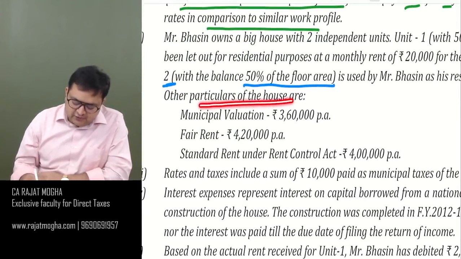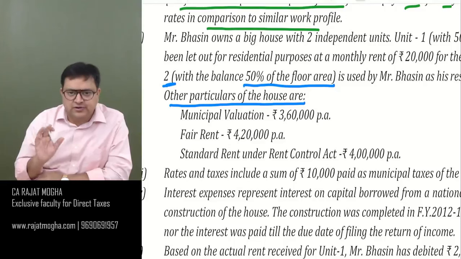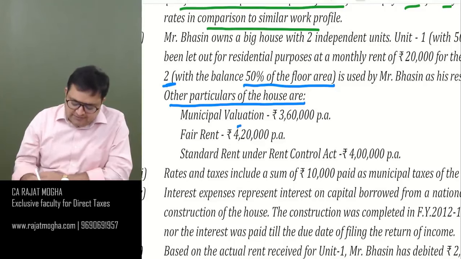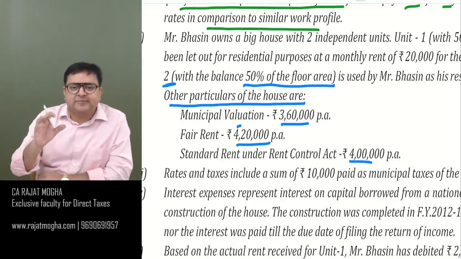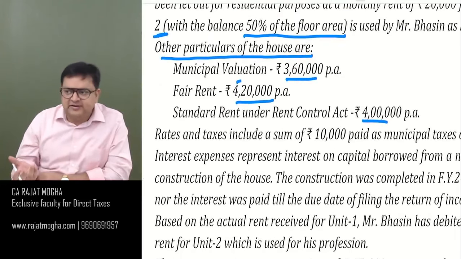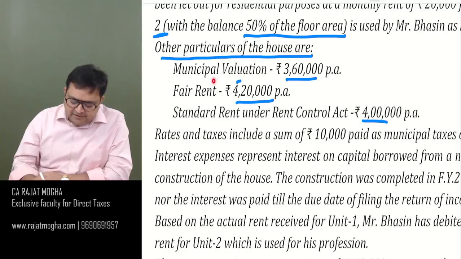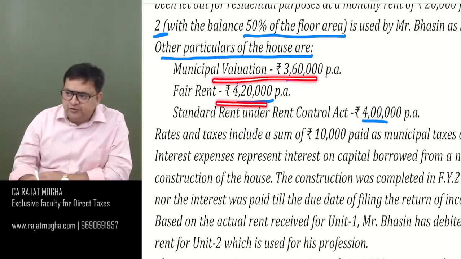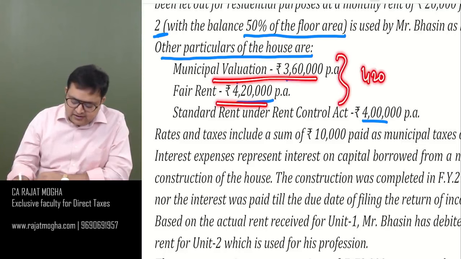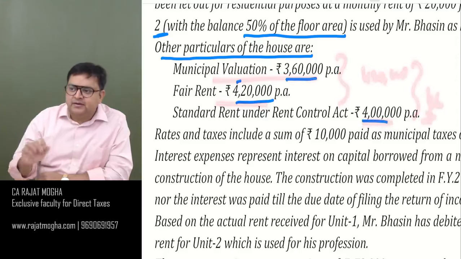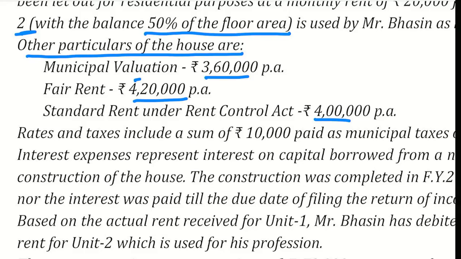Other particulars of the house are as follows, for the entire house. Municipal value 360, fair rental value 420, standard rent 4 lakh. First of all, tell me the expected rent of the house. It's very easy. Municipal value 360, fair rental value 420, whichever is higher, 420, compared to standard rent, whichever is lower, 4 lakh. This is for the entire house, right?